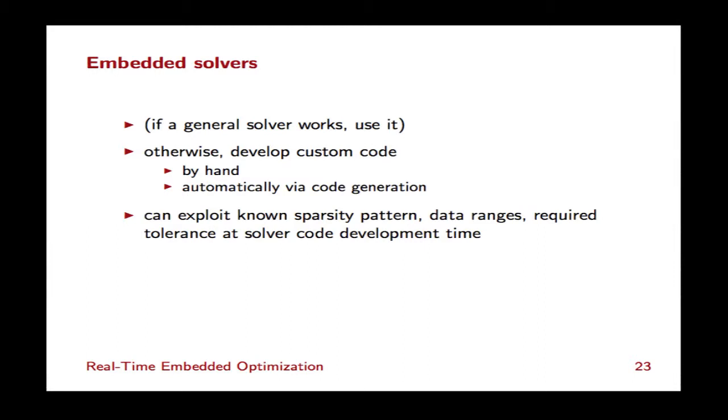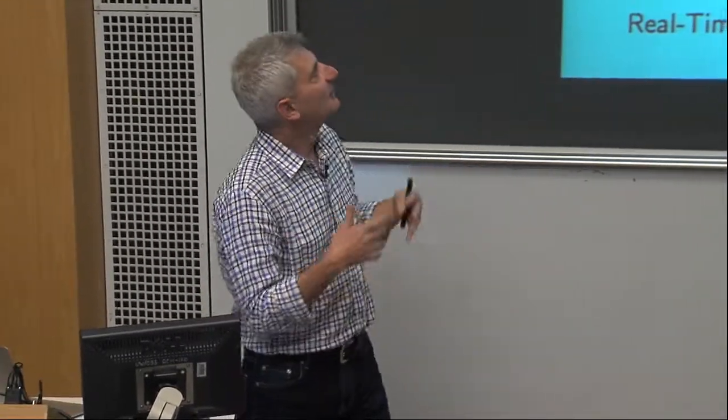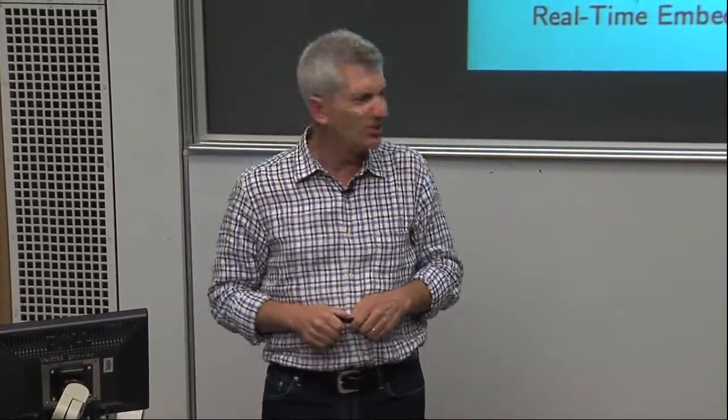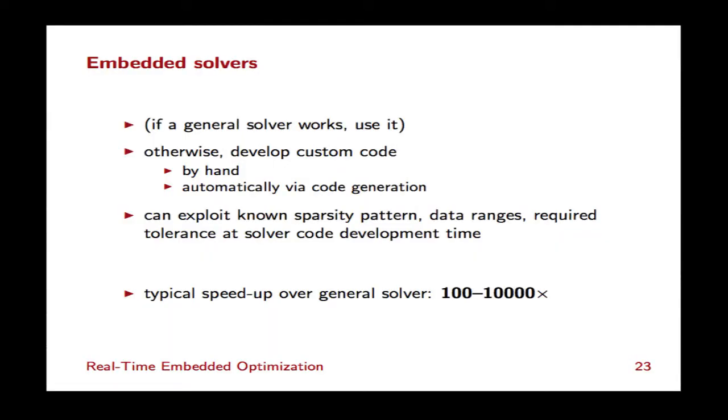You can either do that by hand or automatically via code generation. I guess in my group we did a couple of these by hand, and then moved to code generation. Now, when you generate a specific solver for a family, you can exploit all sorts of stuff, like sparsity patterns. You can do a lot of stuff ahead of time. And what happens is bizarre. I would have imagined a speed up of 10 to 1. That's easily understood. But in fact, the typical speed up is like 1,000x.